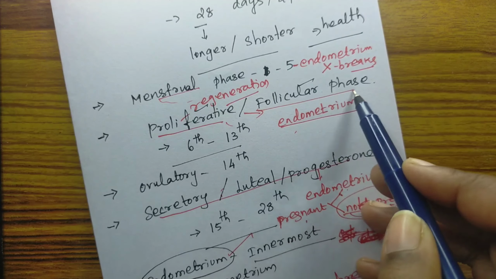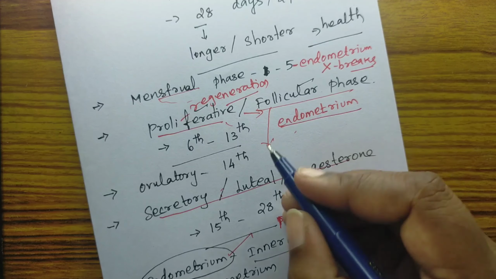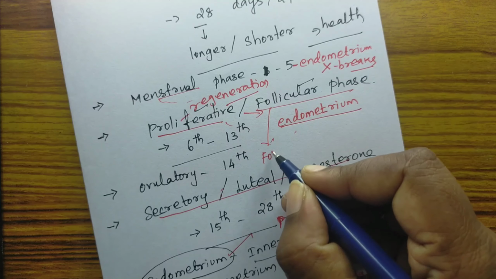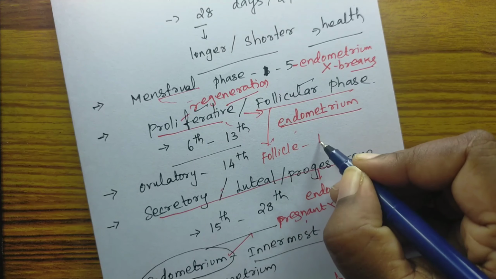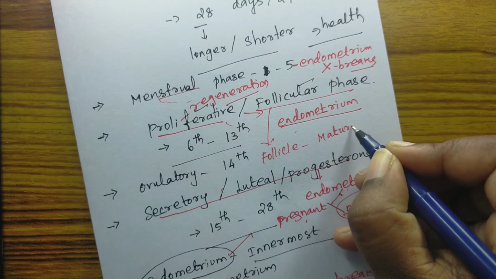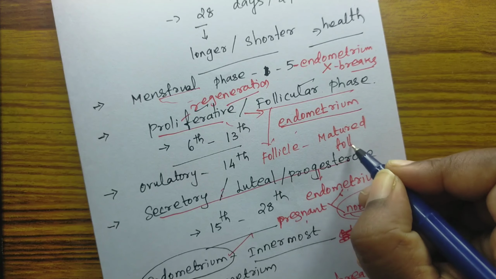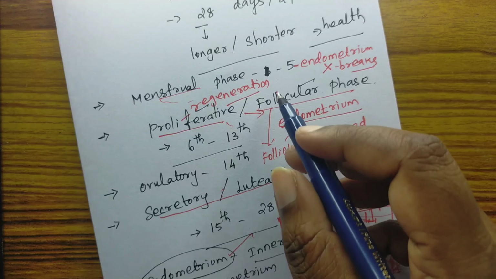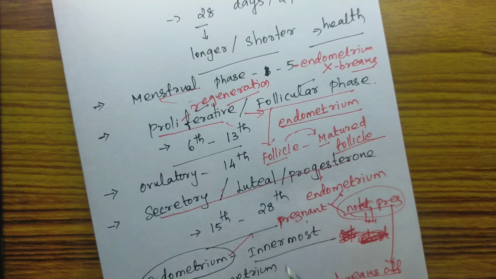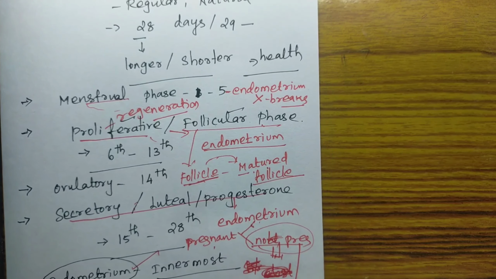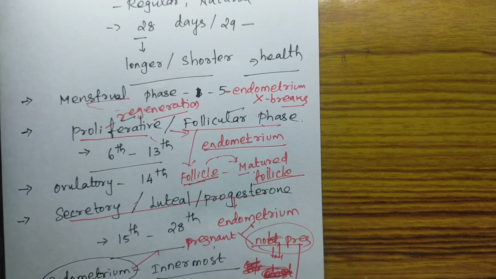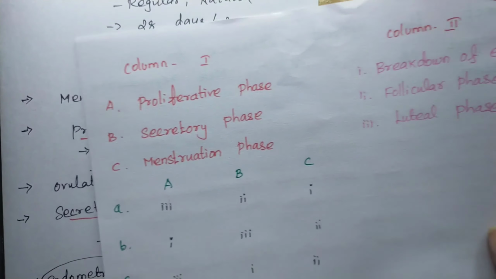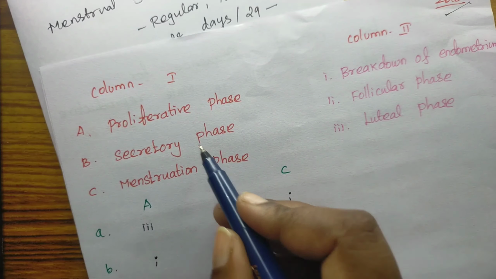This phase is known as the follicular phase. Why? Because the follicles inside the ovary start to grow into a matured follicle. That is why you can find follicular development during this follicular phase. Now we'll compare this discussion with the question, where we can find the answer.